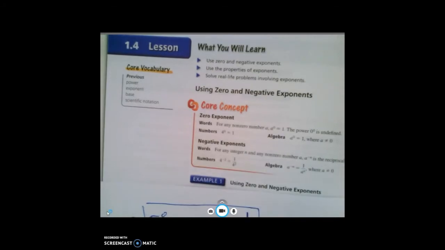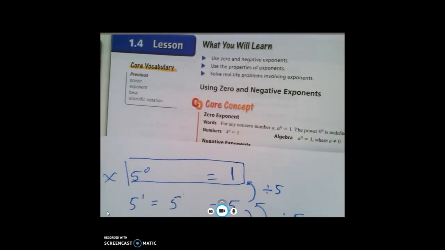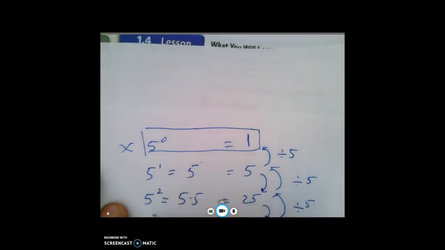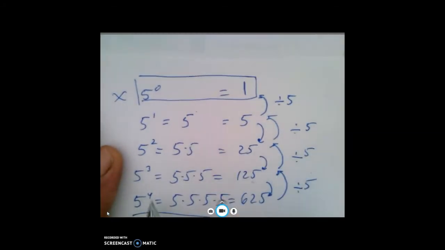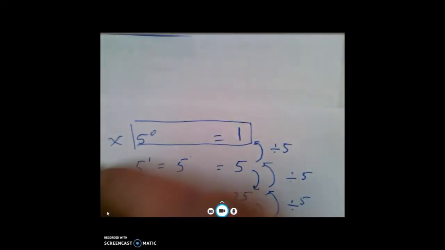Now, for our negative exponent rule, let's see if we can continue this. I ran out of paper. Let me slide in another sheet. We said, wait a minute. Going up this way, we went from 5 to the 4, 5 to the 3, 5 to the 2, 5 to the 1, 5 to the 0. The next one should be 5 to the negative 1.